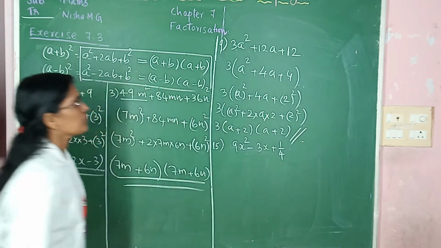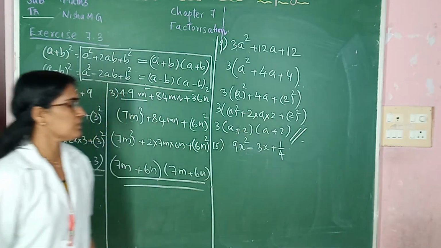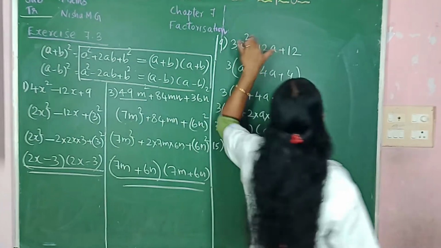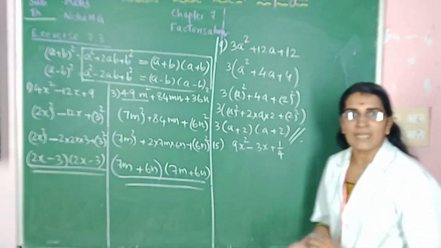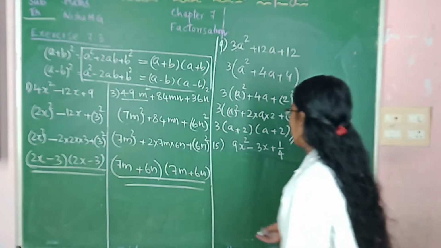So these are the factors of question number 9. A plus 2 into a plus 2 are the factors of this bracket. So here's one more step. We have to take a common factor outside, then only we have to apply the first identity. Is it clear, children? Let us move to question number 15 from the exercise.